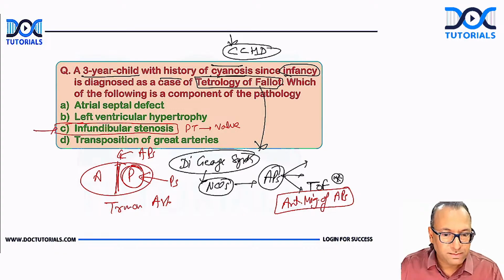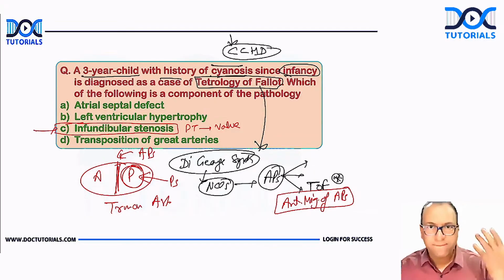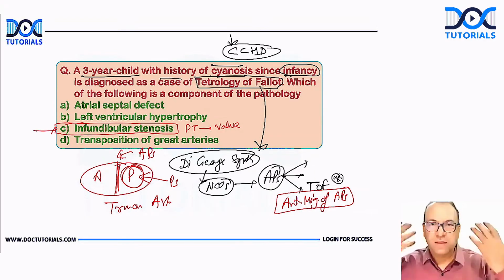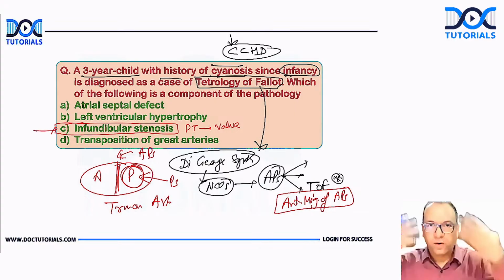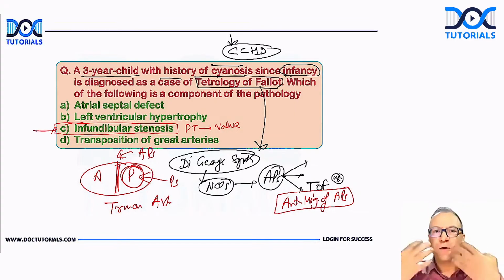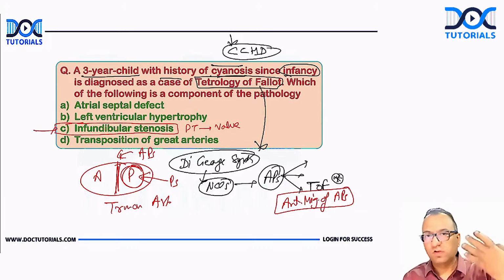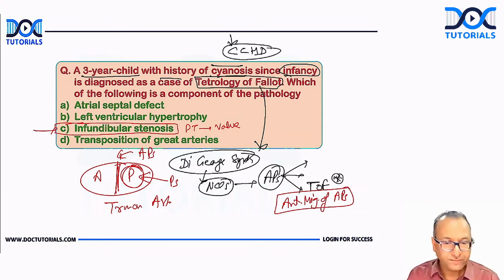So DiGeorge syndrome is a pharyngeal pouch 3 problem. In DiGeorge syndrome, pharyngeal pouch 3 is not working, so the thymus is absent and the inferior parathyroid is absent. There are a lot of problems in DiGeorge syndrome, and one of them is that pharyngeal pouch 3 is missing. As pharyngeal pouch 3 is missing, the thymus and inferior parathyroid are missing. So they are all problems of DiGeorge. But this episeptum anomaly is also a problem of DiGeorge syndrome.